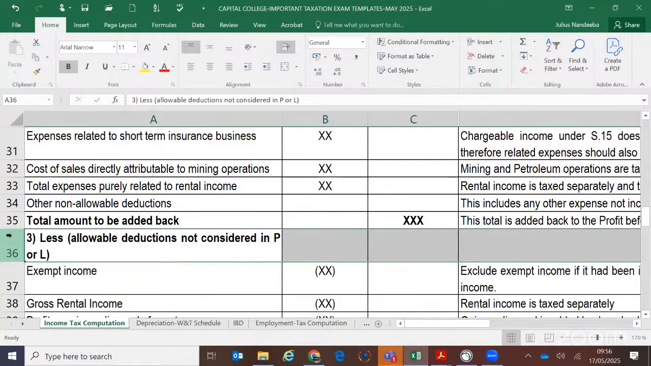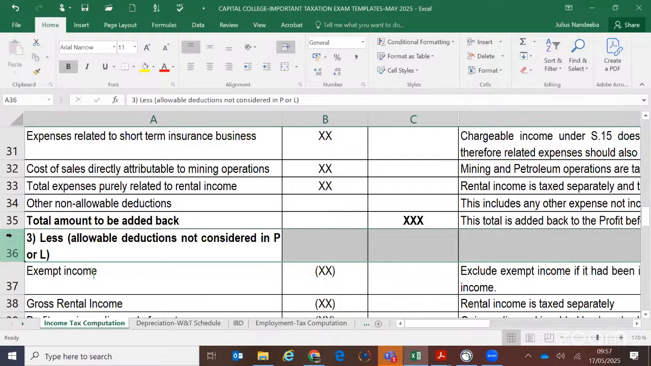So I talked about exempt income. I talked about incomes that are not actual, and then rental income. And then we also have incomes that have suffered withholding tax as a final tax. All these are going to be in the POL, but are they taxable? No. So what do you do? You bring them in the tax computation and remove them. That is category number one on incomes.